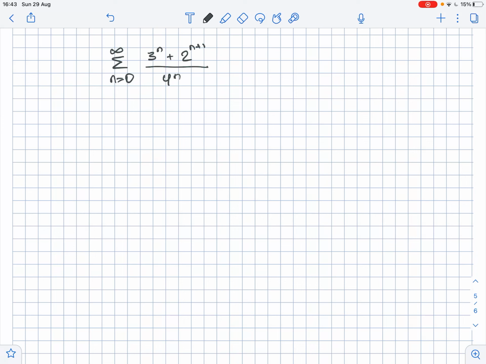So we need to determine whether the given series is convergent or divergent. If the series is convergent, we need to find its sum. Let's try to rewrite this series.